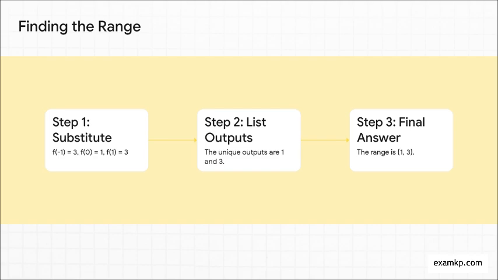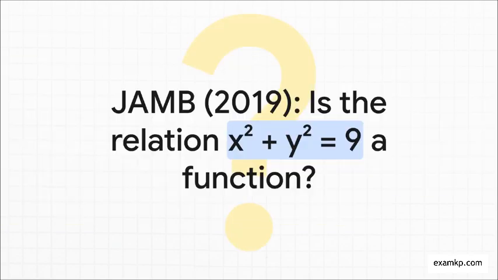Plug in -1, and you get 3. Plug in 0, you get 1. Plug in 1, and you get 3 again. Now listen up, because here's the exam trick. When you write the final range, you only list each unique number once. Even though we got 3 twice, it only gets 1 spot in the final set. So the range is just 1, 3.